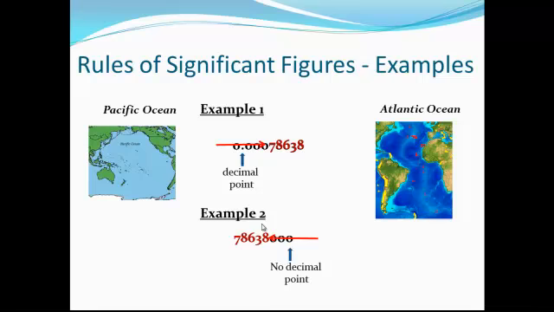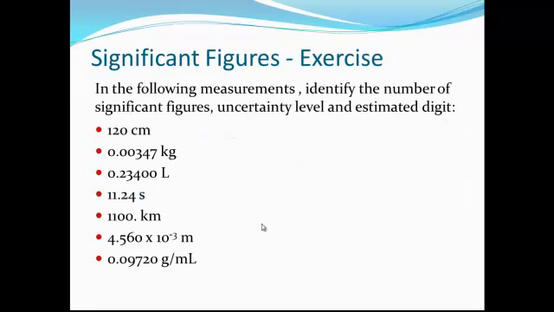If the number does not have a decimal point, then you draw the arrow from right to left, from the Atlantic Ocean to the Pacific Ocean. Cross out all the zeros until you hit the first non-zero number and start counting.